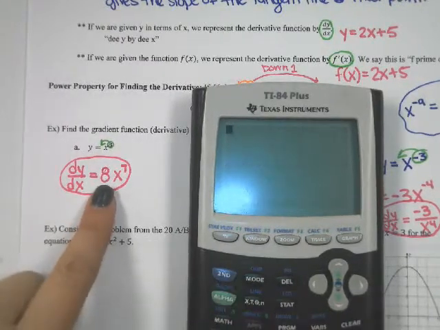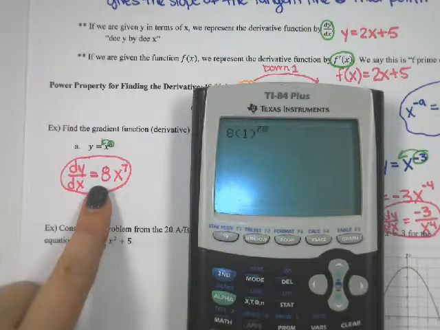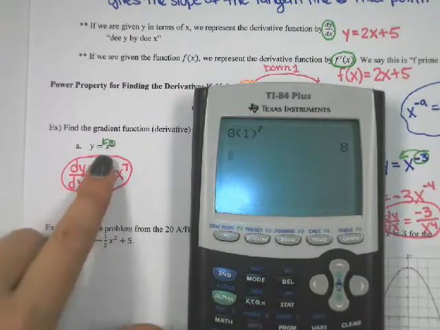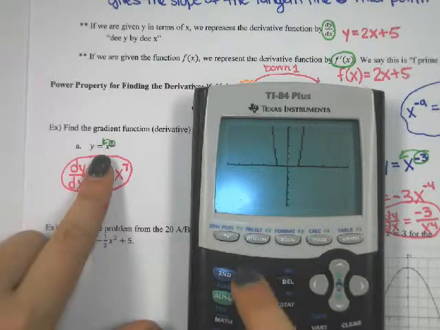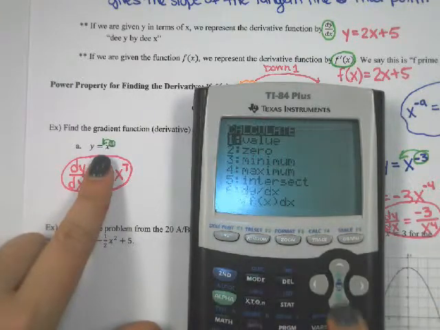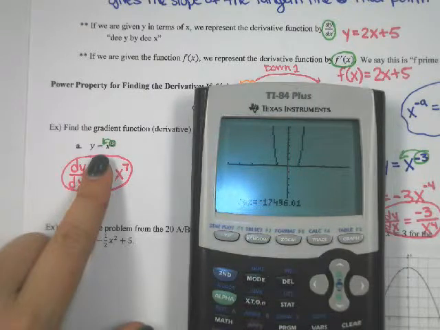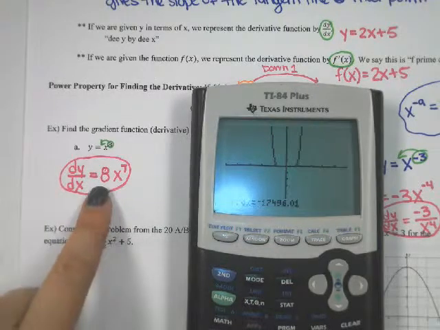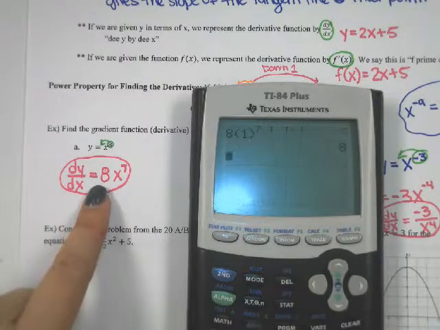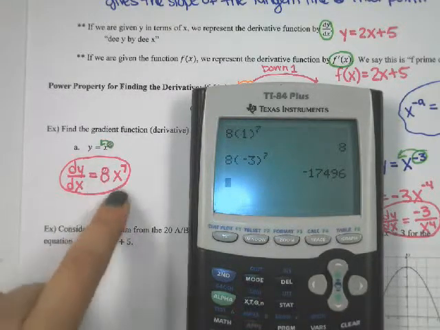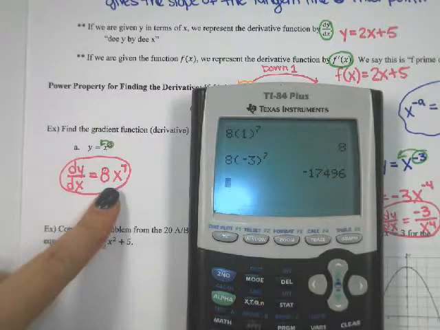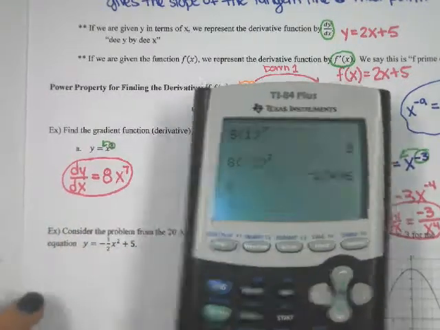That is 8. Okay? Well, let me plug in 1 here. 8 times 1 to the 7th gives us the same thing. So let's try a different point. Why don't we see what's the slope at negative 3. Let's see if that'll even show up. Oh, wow, that's big. Okay. So negative 17,496. All right. Let's try to plug in negative 3 here and see if we get the same thing. 8 times negative 3 to the 7th. And there it is. So this function is where you can plug in and get the slope at any point, and it does seem to check out.